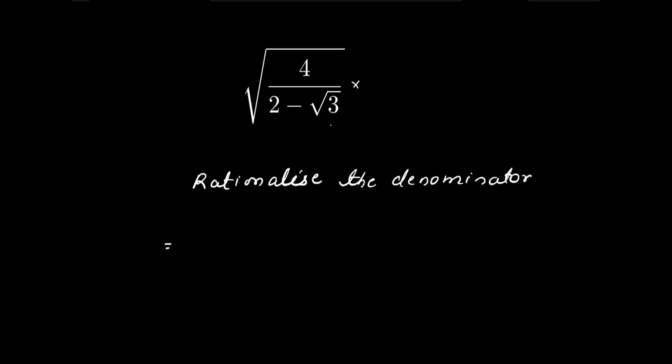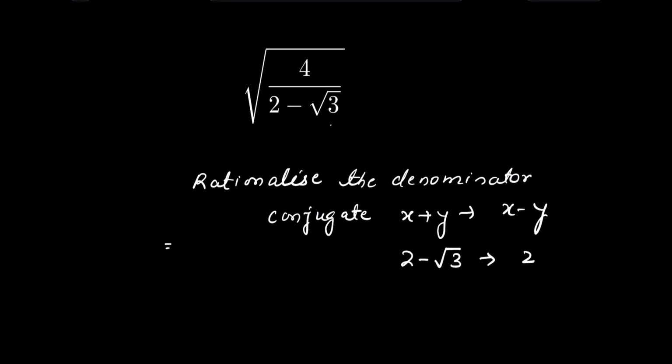Multiplying and dividing by the same number means multiplying by 1, because if you multiply and divide by 2 minus square root of 3 upon 2 minus square root of 3, this and this will get cancelled. But here, to rationalize the denominator, we multiply and divide by the conjugate of the denominator. The conjugate of x plus y is x minus y. So the conjugate of 2 minus square root of 3 will be 2 plus square root of 3.